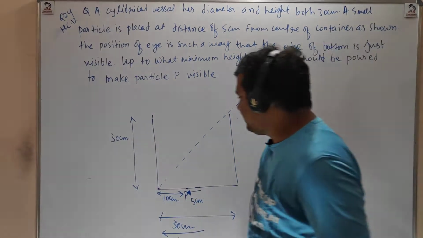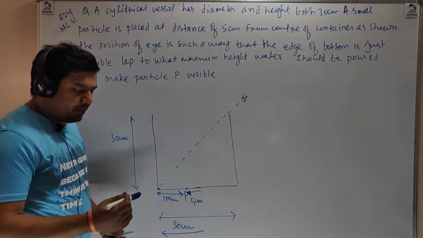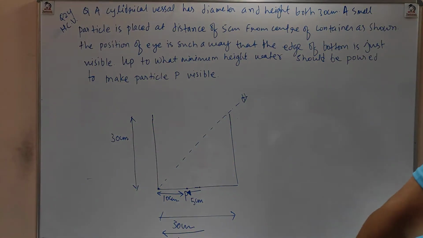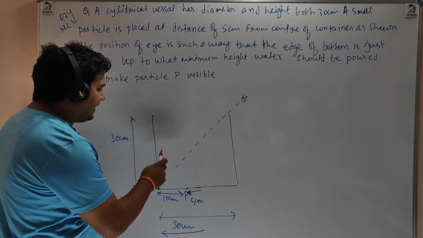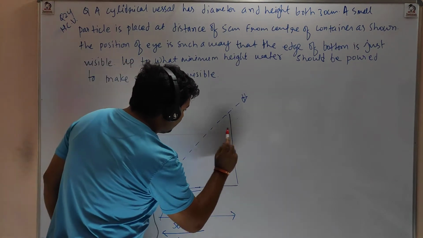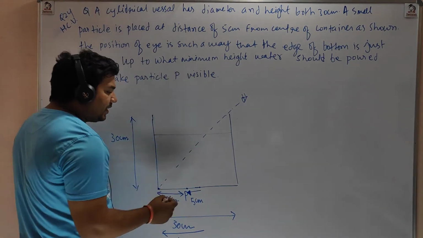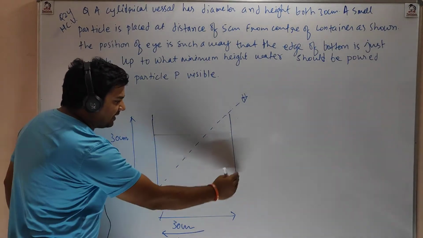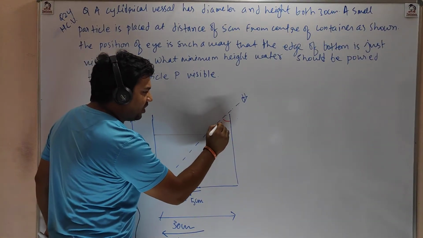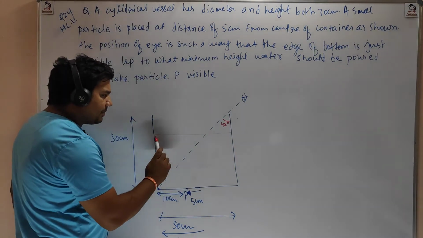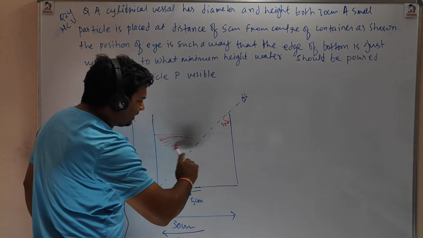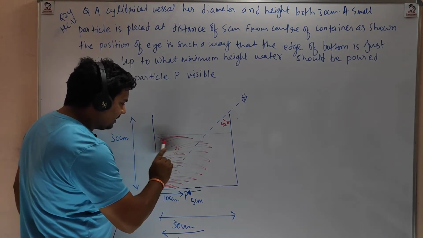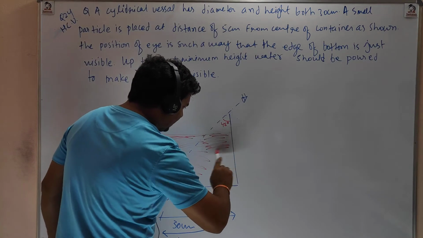Okay, time is over. Now we will solve it together. Let's suppose we are pouring water till height h. Okay, let's suppose if we fill water till height h, the particle P will become visible. Now one thing we missed. This is 30. This is 30. Look at this triangle. This angle is 45 degrees already. Okay. Now let us suppose if we fill water till height h, this particle will become visible. Suppose we filled water till height h.